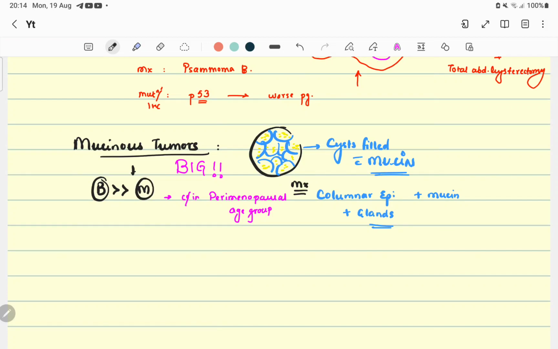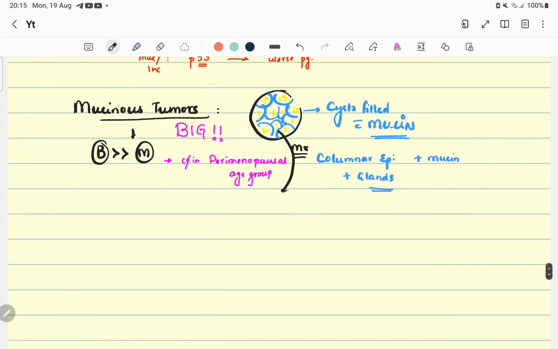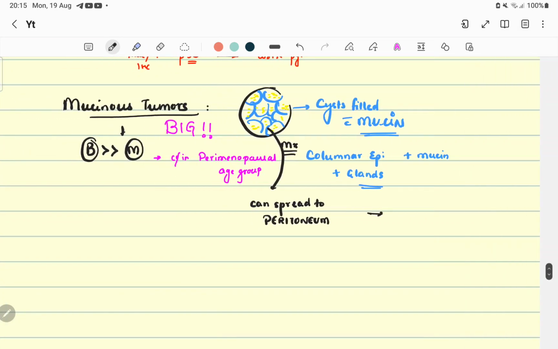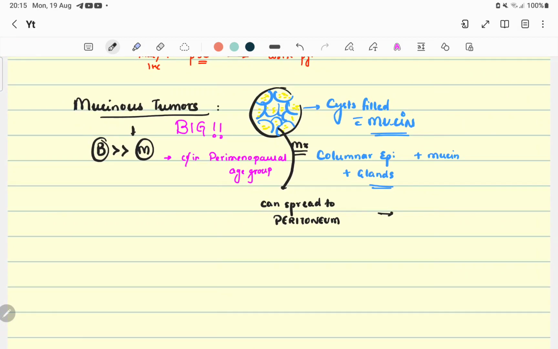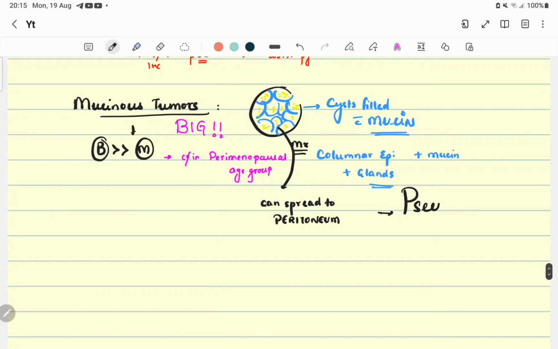This mucinous tumor can spread and breach the capsule and go outside. It can spread to the peritoneum also. This mucin and tumor cells can spread to the peritoneum and can cause a phenomenon called pseudomyxoma peritonei. Pseudomyxoma peritonei.